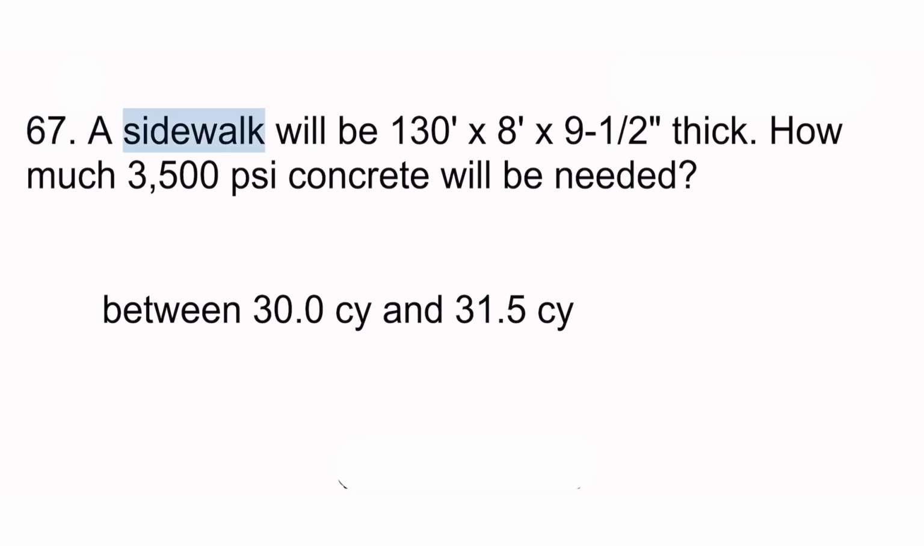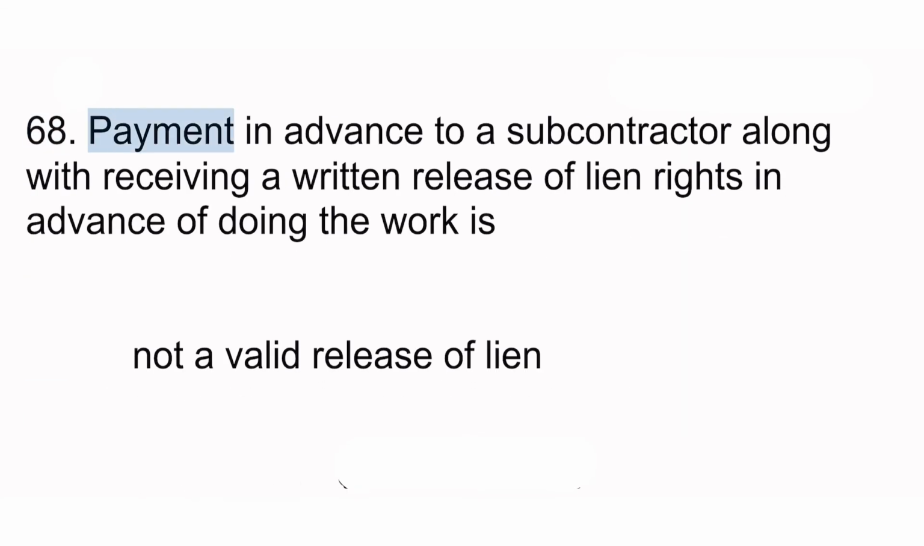67. A sidewalk will be 130 x 8 x 9.5 thick. How much 3,500 psi concrete will be needed? Between 30.0 and 31.5. 68. Payment in advance to a subcontractor along with receiving a written release of lien rights in advance of doing the work is not a valid release of lien.